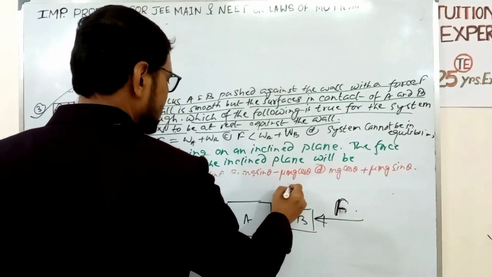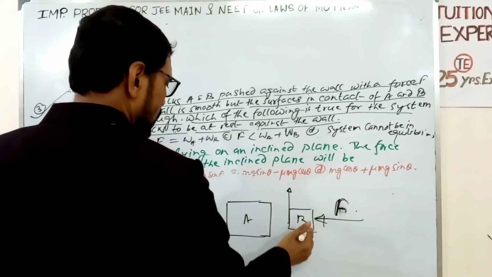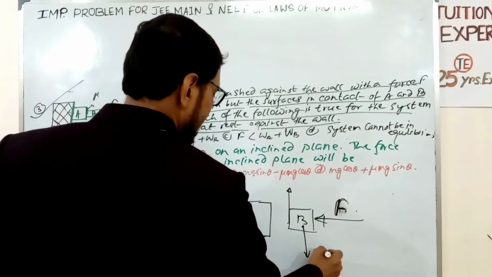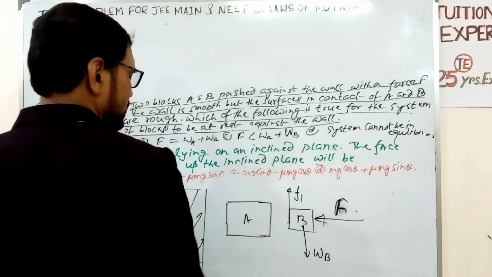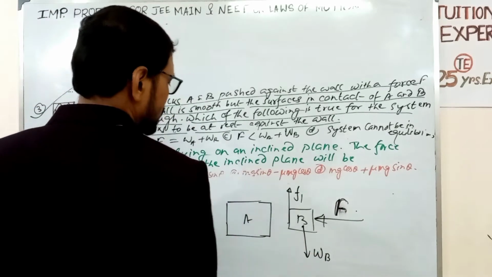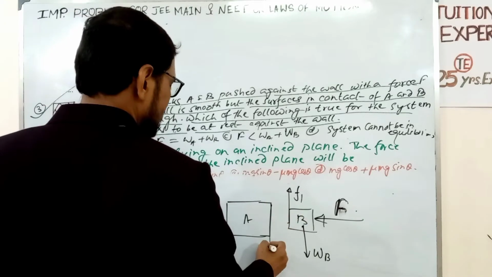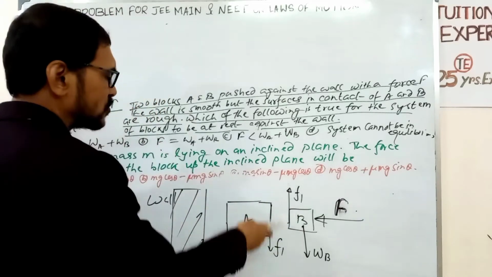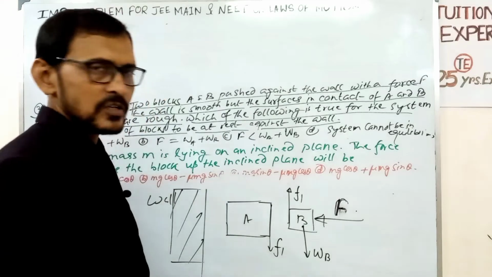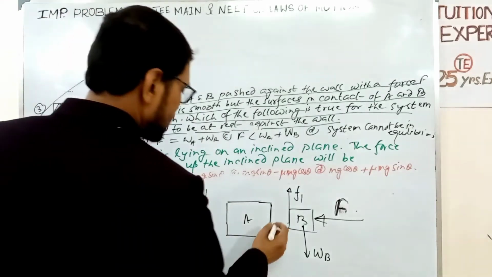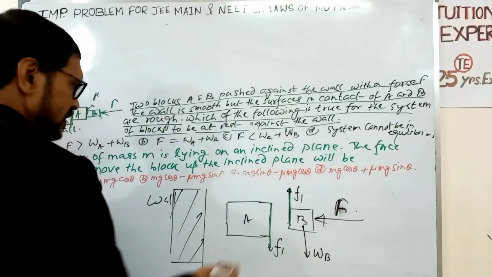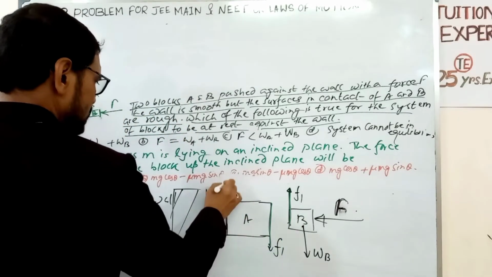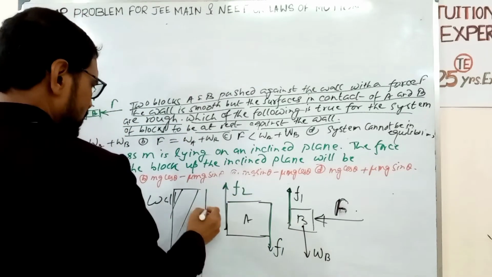So friction force acts. This is the weight of the block, WB, acting in this direction. The friction force prevents the weight of the body. Now F1 acts in this direction. Between two contact surfaces, action and reaction are always equal and opposite. So if F1 acts, then F2 acts here.